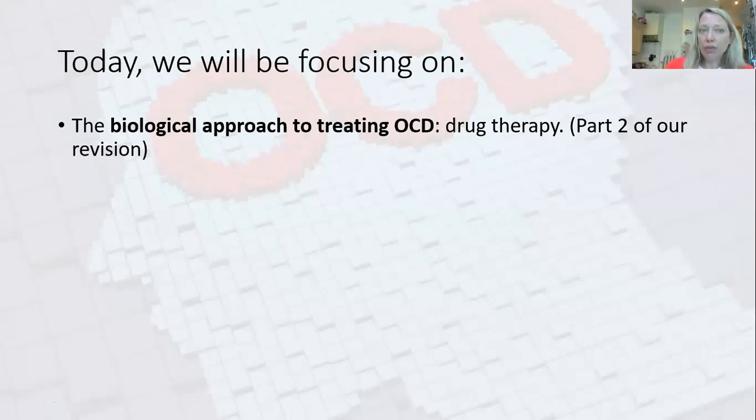So last time, in the first PowerPoint, you were looking at the characteristics of OCD: the biological, the behavioural, the cognitive, the emotional characteristics of OCD. And you were also going through the biological explanation of OCD, revising the genetic explanation and the neural explanation for OCD.